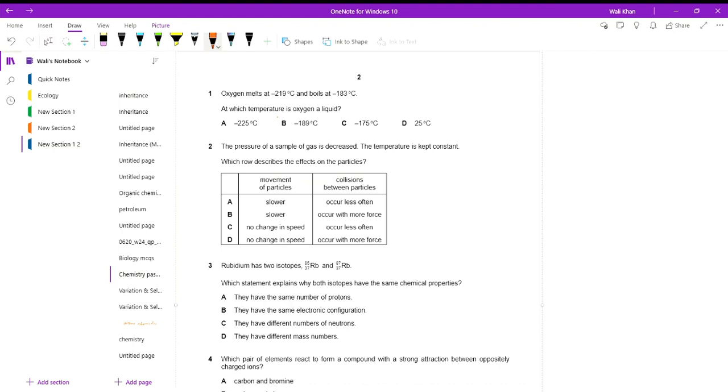Question number 1. Oxygen melts at minus 219 degrees centigrade and boils at minus 183 degrees centigrade. At which temperature is oxygen liquid? So the best suitable temperature in which oxygen is liquid is minus 189 degrees centigrade. If you remember the properties of oxygen.